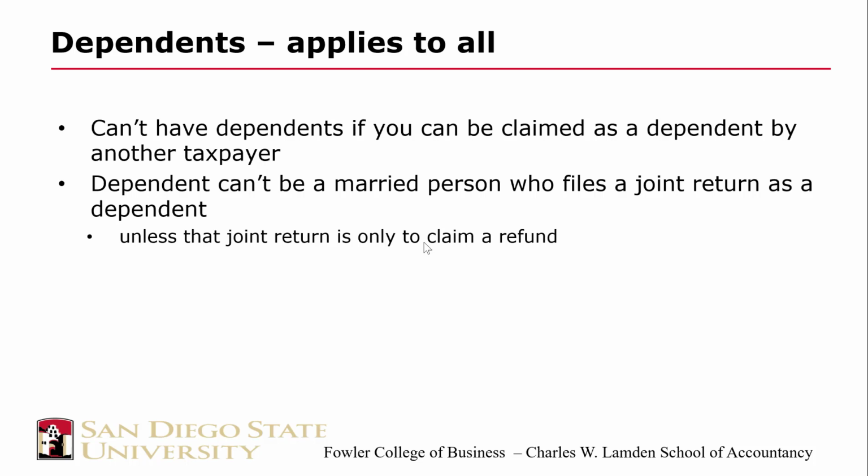A dependent can't be a married person who files a joint tax return. So let's say you're trying to claim your kids, and your daughter is married. If they file a joint return, you cannot claim your daughter as a dependent. There is an exception to that rule, which is if the only reason they file a joint return is to claim a refund. As we'll see when we talk about filing thresholds, that means they don't actually have enough income that they're required to file a return. They're just doing so because they want to claim a refund.